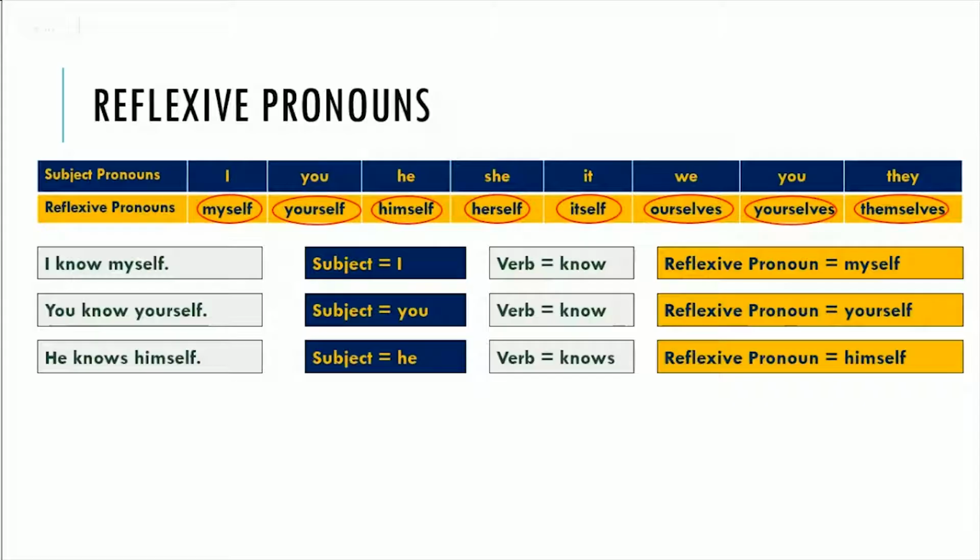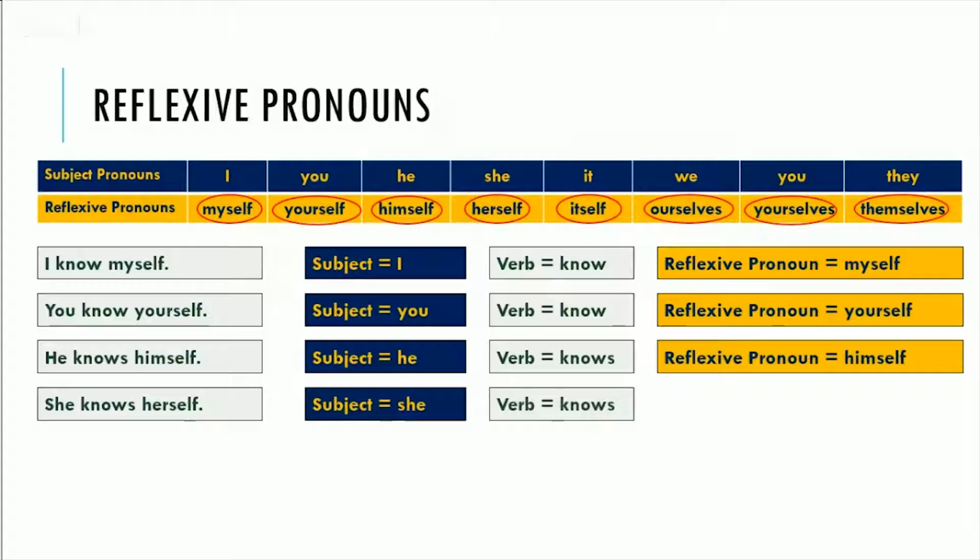Okay? We'll move on to the third sentence, the third example, which is he knows himself. He knows himself. The subject is he. The verb is knows with an S. And the reflexive pronoun is himself. Okay? He knows himself.